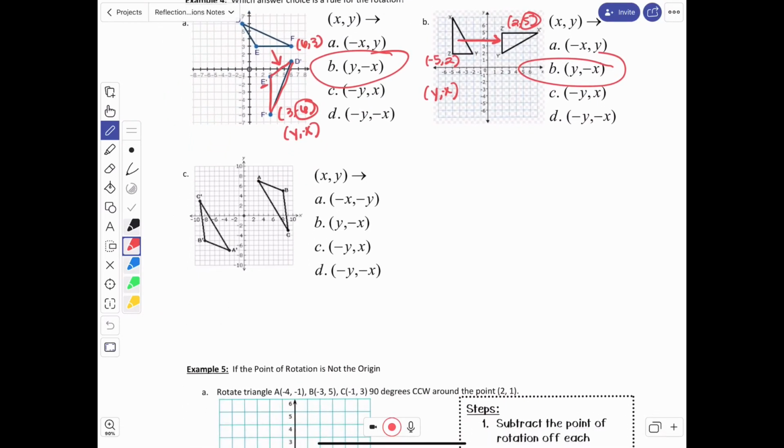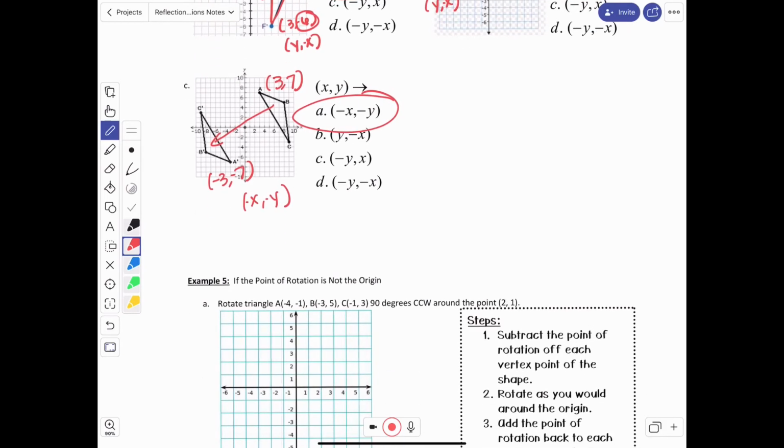Okay, and last one of these, let's just do point A. So we're going from here to here. Point A is at 3, 7, and point A down here is at -3, -7. So notice they did not switch. It stayed X and Y. X still stayed at 3, but they just changed signs. So that would be my answer for that one.